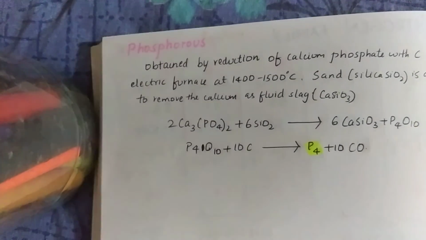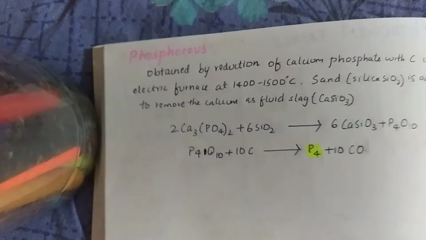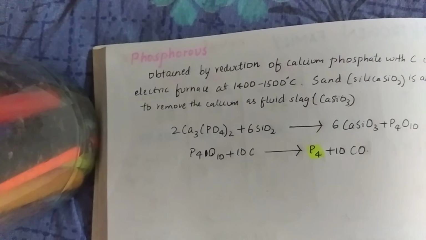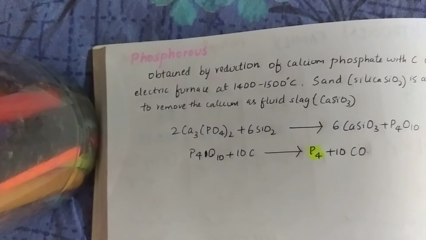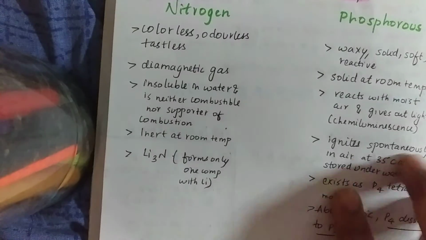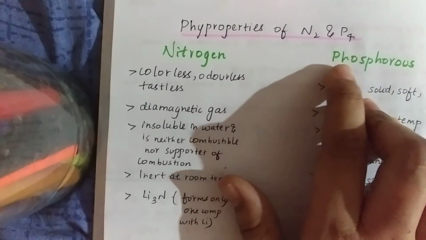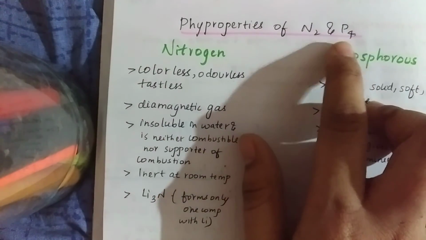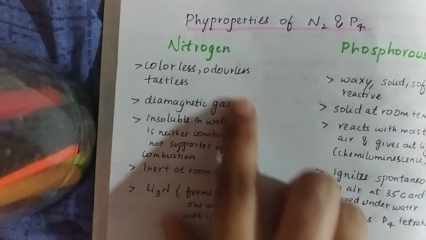And this is how we obtain phosphorus. So now, as we discuss the preparation of these two important elements, nitrogen and phosphorus, let's move further. Let's move to the properties of nitrogen and phosphorus. Nitrogen exists as N2 in nature, and phosphorus as P4, white phosphorus.